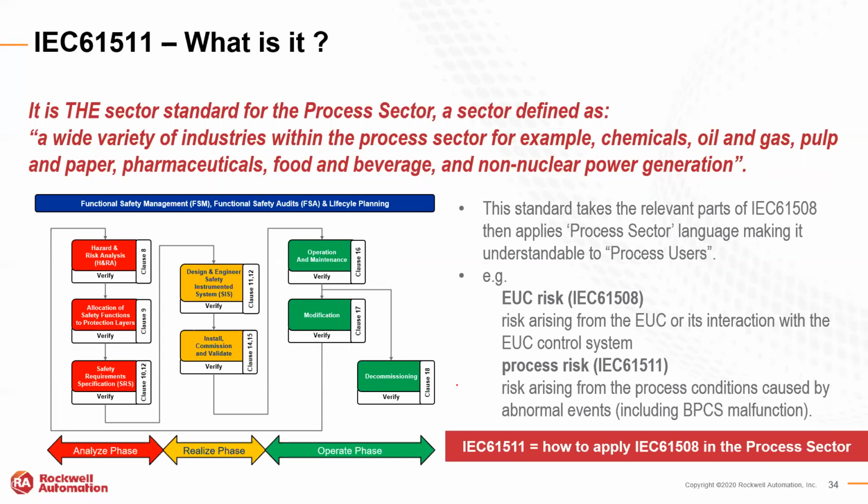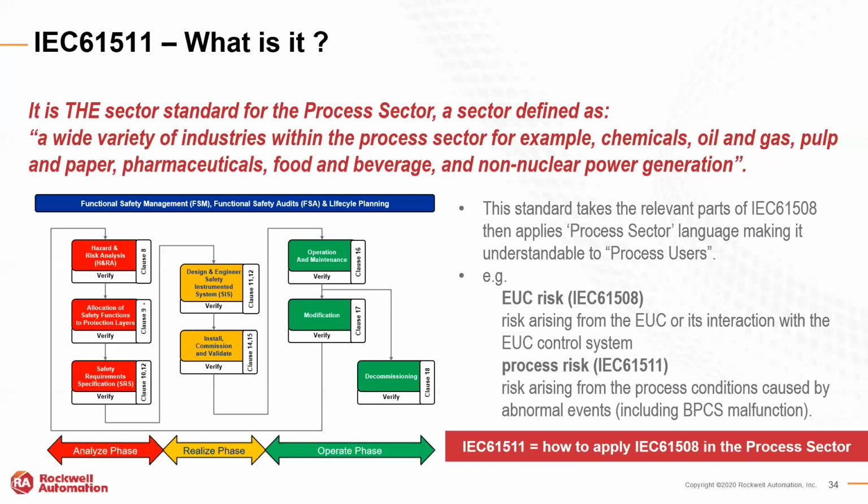In 511, they do things like take language that's in 508 and make it a little more industry standard. So for example, in 508, they might use the term called EUC, or equipment under consideration. Sometimes they call it equipment under control, but it's equipment under consideration. But in 511, they would call it more things like the valve or the system or the SIF. They would use some better language right in there, talk about the process risk. So it's trying to make it into language that those users would understand.